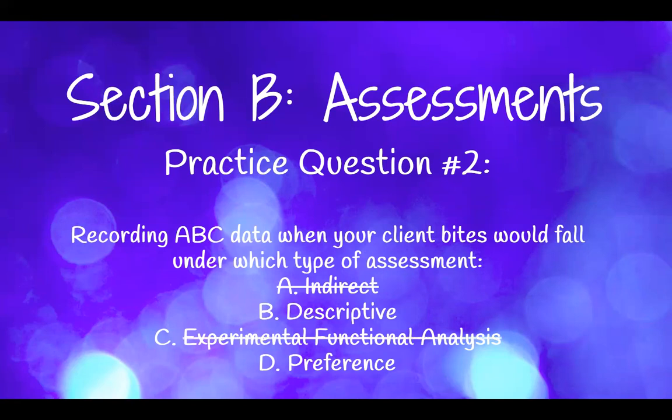C, we can eliminate experimental functional analysis. Experimental means that we are controlling variables to confirm that our change in dependent variable was a direct result of our implementation of the independent variable. That didn't happen just when you're recording ABC data, so we can eliminate that. D, preference. There's no preference assessment going on in ABC data, so that leaves us with B, descriptive. Descriptive assessment is all about ABC data. That's most frequently what you as RBTs would be conducting or recording, that descriptive assessment.